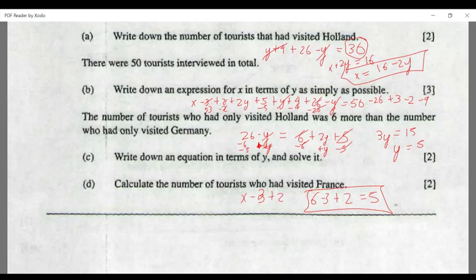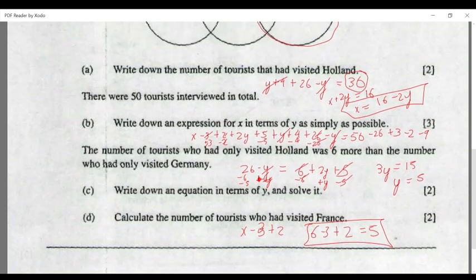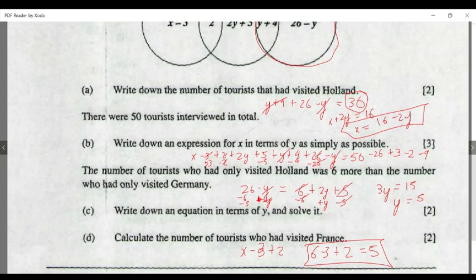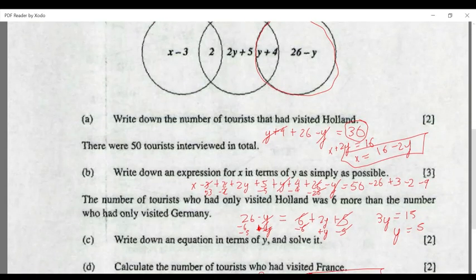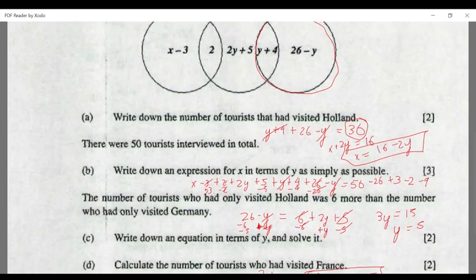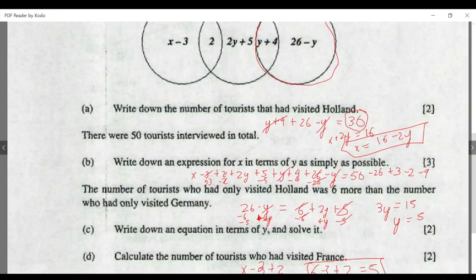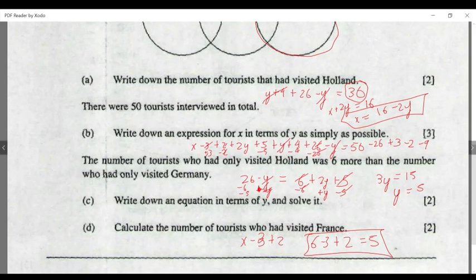Again, I'm truly sorry. The number of tourists who had only visited Holland was 6 more than the number who had only visited Germany. Write down an equation in terms of y and solve it. So essentially, they're saying that the number of tourists who had only visited Holland, so 26 minus y, is equal to 6 plus 2y plus 5, right? It's just saying it's 6 more. So add 6 to 2y plus 5, and then you have 26 minus y. Now the goal is to solve for y.